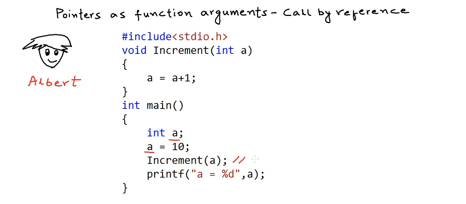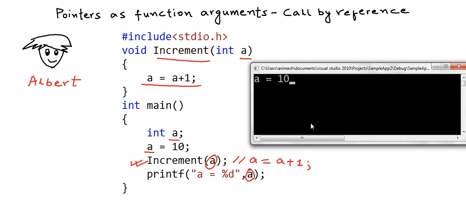So instead of writing something like a plus plus or a equal to a plus 1, he writes a function increment that will take an integer a as argument, and inside this function he is writing a statement like a is equal to a plus 1. He calls this function increment from the main method, passing a as argument, and then he prints the value of a. Now what he is expecting here is that the value of a will be incremented to 11, and hence the print statement will print a equal 11. But when he runs the program, the output of the print statement is a equal 10.